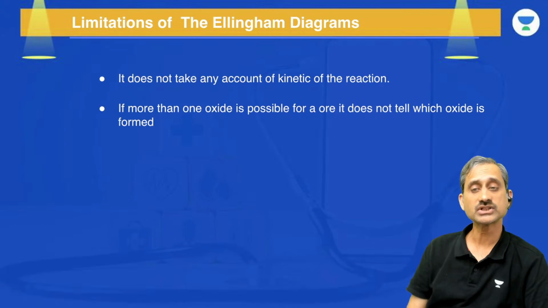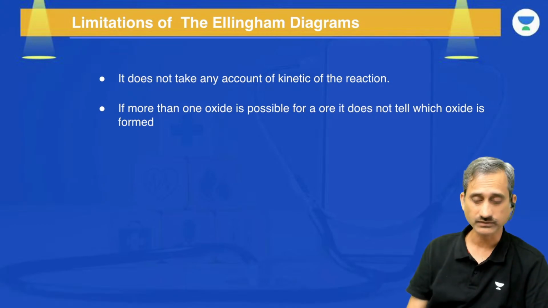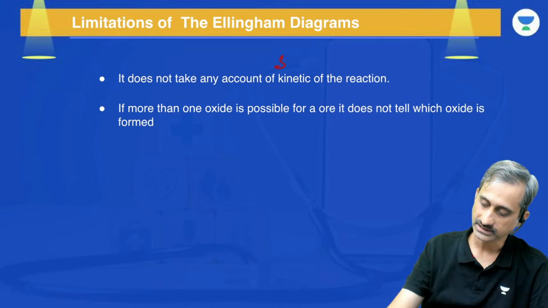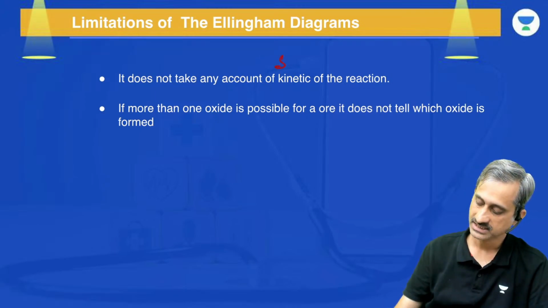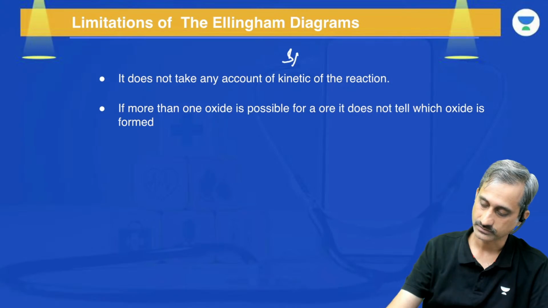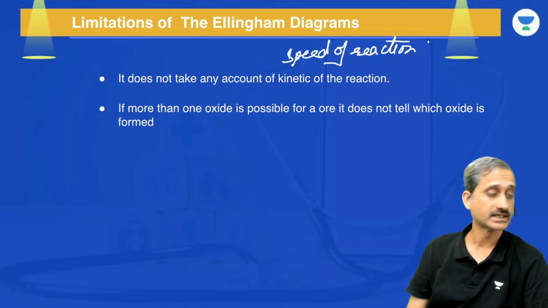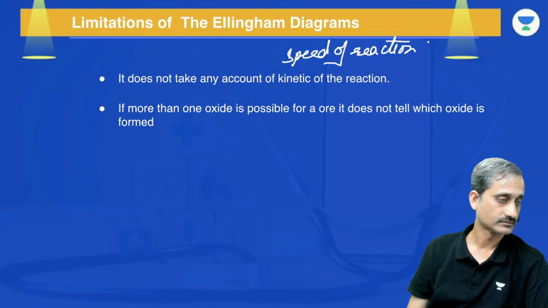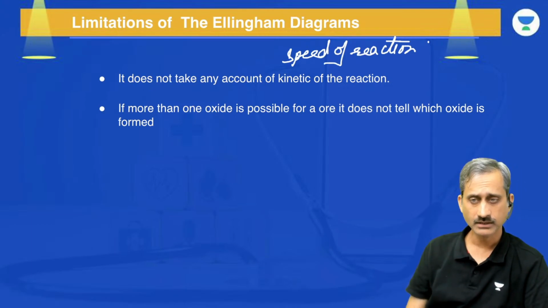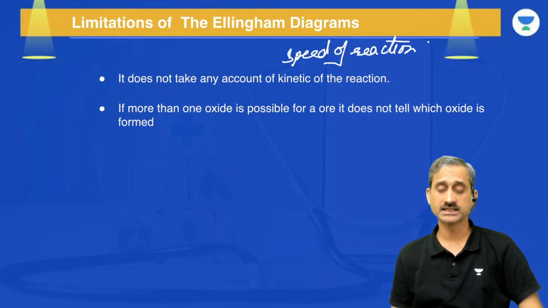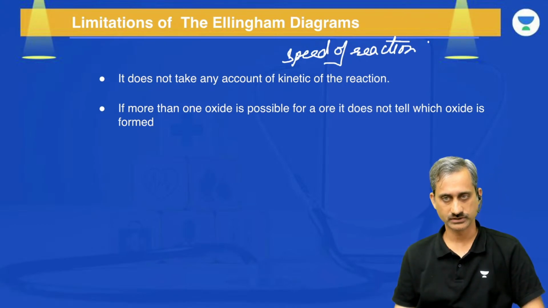Now, there are limitations of an Ellingham diagram. It does not take into account the kinetics of the reaction. That is, it does not tell anything about the speed of the reaction. Now, if there is more than one oxide, we don't know which oxide is formed. So it does not tell everything, but yes, it is very important. It is the thermodynamics of metallurgy.